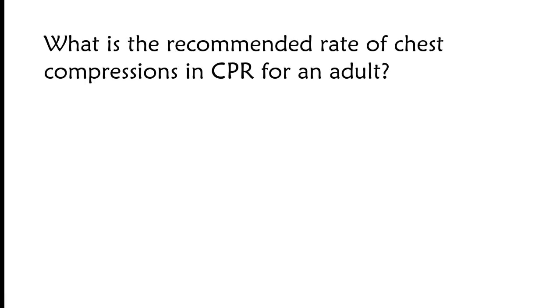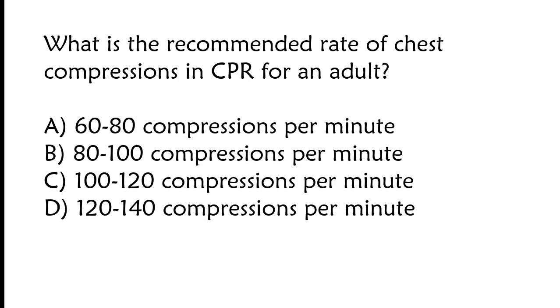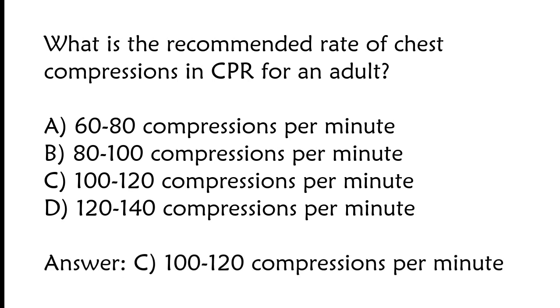What is the recommended rate of chest compressions in CPR for an adult? 60 to 80 compressions per minute, 80 to 100, 100 to 120, 120 to 140. The correct answer is option C. 100 to 120 compressions per minute is the recommended rate of chest compressions in CPR for an adult.